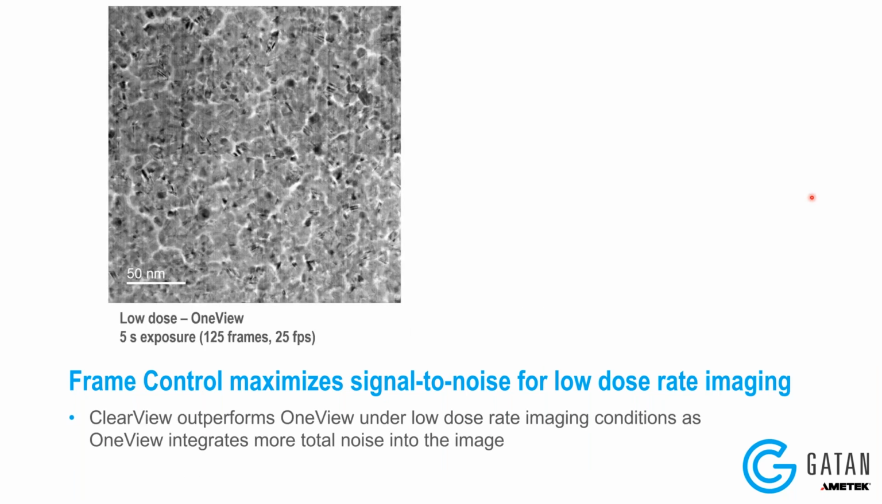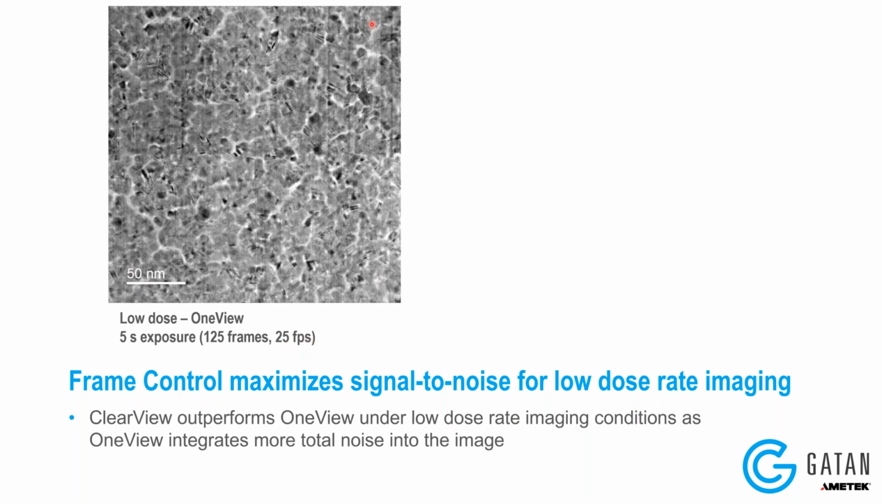So in comparison to the OneView, a lot of people ask, how much different is this mode with the ClearView compared to the OneView? So this is the OneView camera image under the same exact dose conditions, same exact exposure time, running at 25 frames per second, which is the only frame rate you can run at with the OneView when you're in imaging mode.